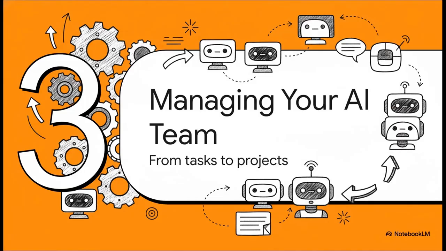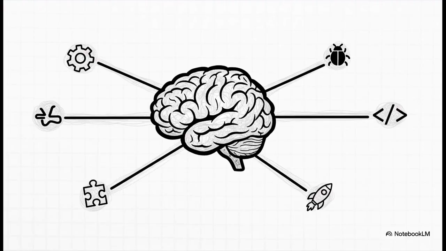Okay, so that's how you work with one agent on one task. But now let's scale this up. Let's talk about the agent manager, because this is where you go from having a single AI coworker to managing an entire AI team. The whole idea here is summed up perfectly by this phrase, multi-thread your brain.